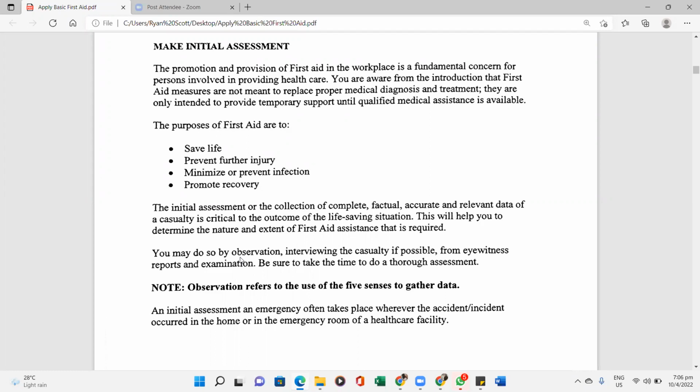It says the initial assessment or collection of complete, factual, accurate, and relevant data of a casualty is critical to the outcome of the life-saving situation. This will help you to determine the nature and extent of first aid assistance that is required. You may do so by observation, interviewing the casualty if possible, eyewitness reports and examination. Be sure to take the time to do a thorough assessment. All right, so scroll down.